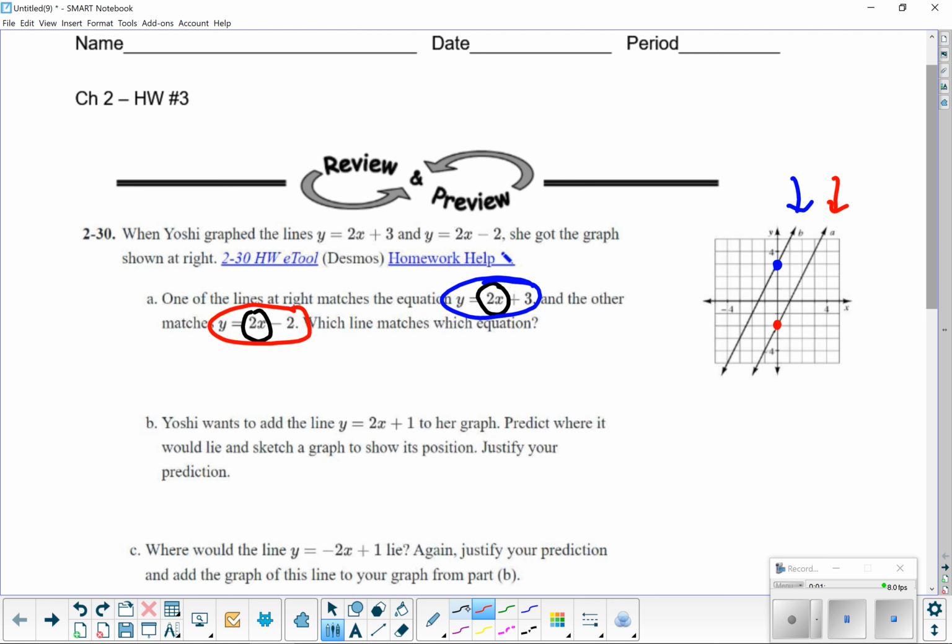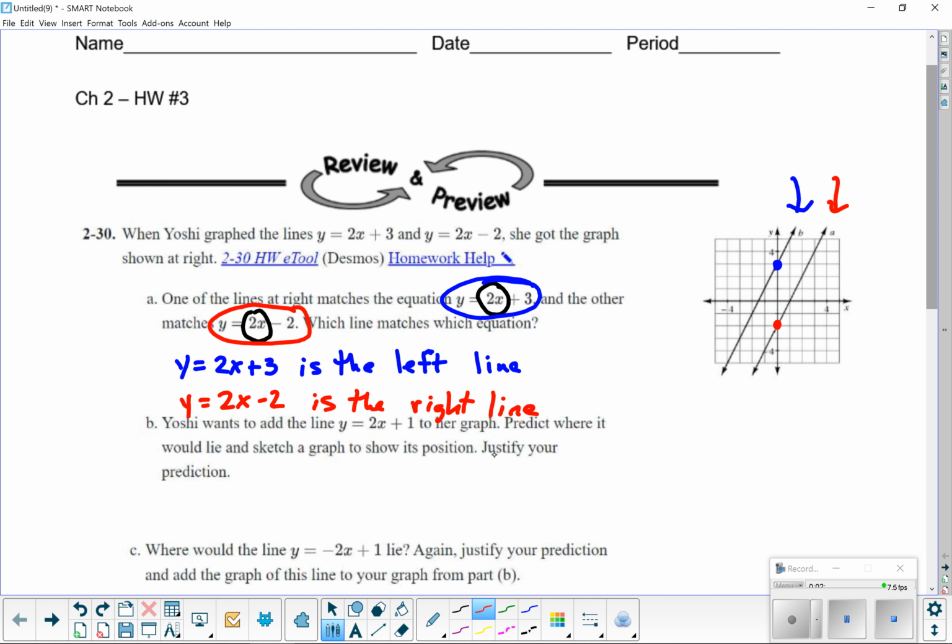If you want to say something about it, I'll say something like: y equals 2x plus 3 is the left graph or left line, and y equals 2x minus 2 is the right line.